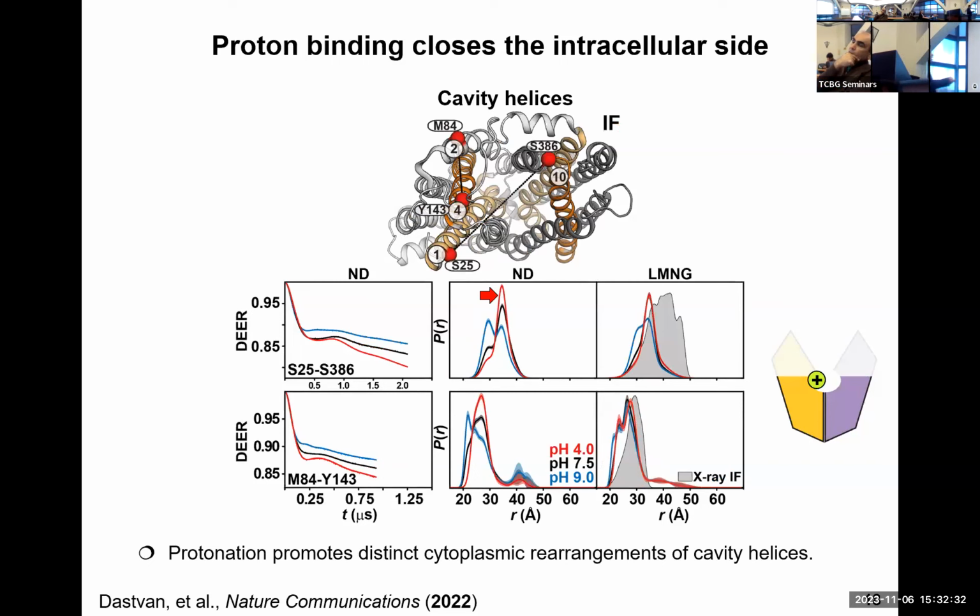But if we go to those distance pairs between the cavity helices, those helices that are involved in substrate binding, we could see a structural rearrangement to longer distances. And when we did the modeling using MD as well as other models, we could see that in addition to the closing of the intracellular side, we also have the rotation and tilting of the cavity helices that correspond to these longer distances. But overall, globally, we have closing of the intracellular side of the protein.